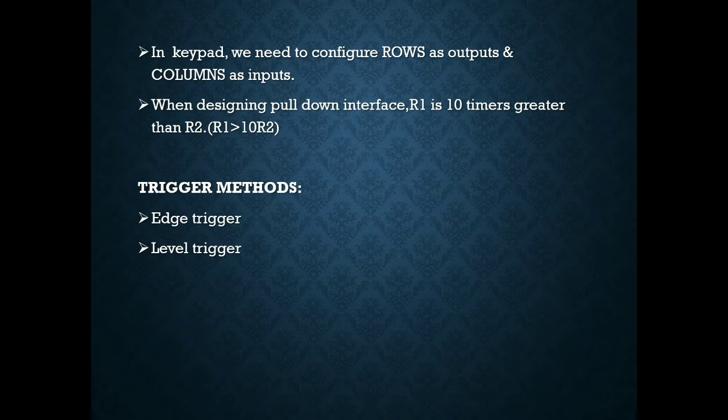Now, tactile switches are used in the matrix keypad. In this keypad, we need to configure rows as outputs and columns as inputs. Whenever we are designing a pull-down interface, R1 should be greater than R2, that is, R1 should be 10 times greater than R2. There are two types of trigger methods. We have edge trigger and we have level trigger.